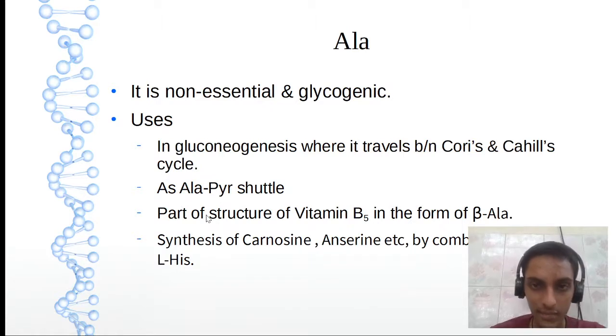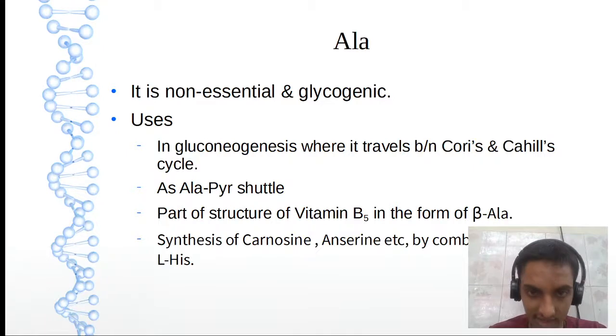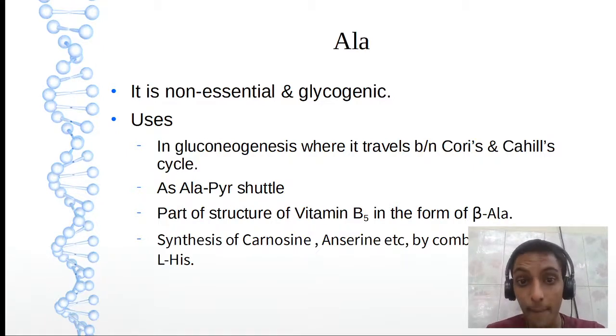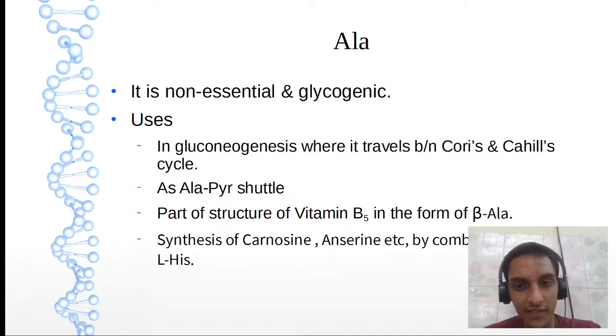And now we will move on to the next amino acid, that is alanine. So this is a non-essential and glycogenic amino acid. It has importantly a methyl group. Okay. So what are the uses of alanine in gluconeogenesis? Because it is between the Cori's and Cahill cycle. So I will give a reference for this. Either you can refer Vasudevan or you can also refer Satyanarayana. There Cori's and Cahill cycle is given. So I will try to give the details.